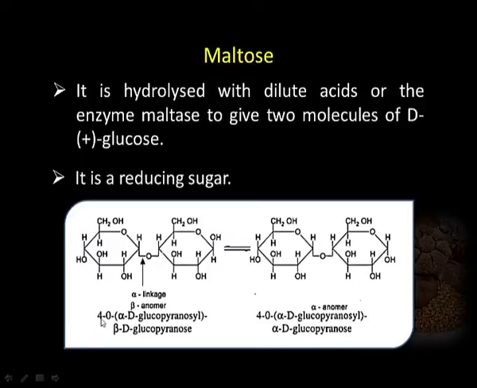So, we call it 4-O. O indicates that linkage is through oxygen, and what is linked here? Another glucopyranose molecule through the alpha linkage. So, we call it 4-O-alpha-D-glucopyranosyl.